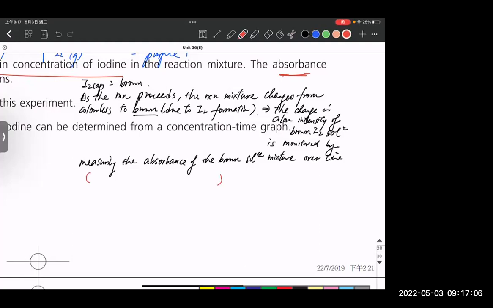So what is the principle behind? It is based on Beer's law. Do you still remember? It tells you the absorbance is directly proportional to the concentration of colored solution. In this case, we are now referring to iodine. So if you keep track of the change in absorbance, which means that iodine concentration would have got a change. Can you get my point?